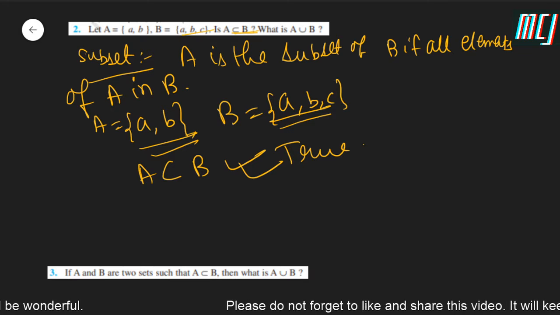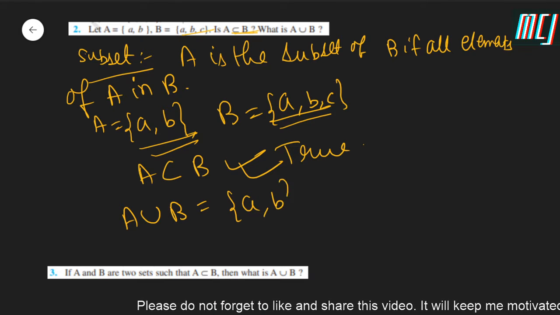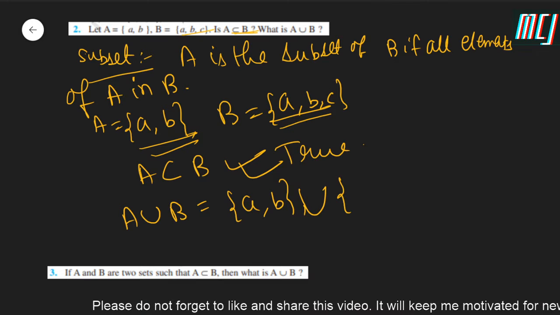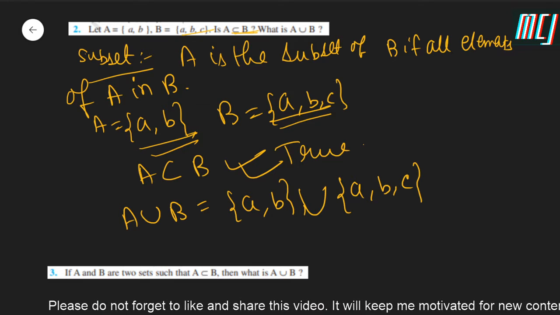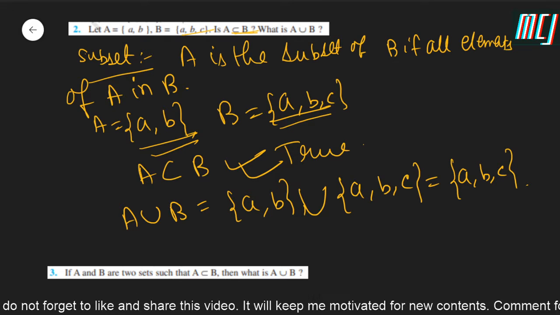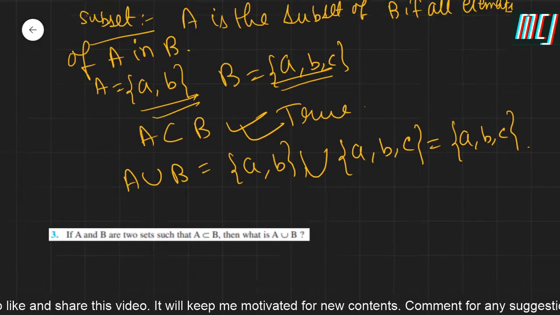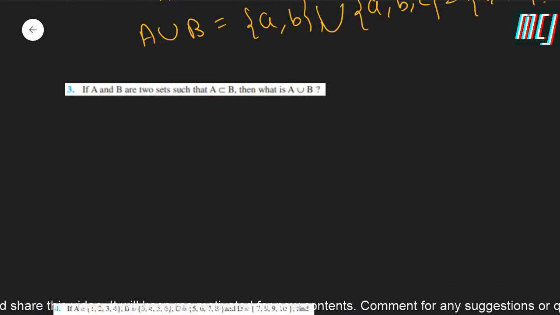Now union, A union B. So A union B is the set {a, b} union the set {a, b, c}. So this is equal to the set {a, b, c}. Clear? Okay. I hope it is clear, because it's also a very simple question. Now we'll move to the third question. First see what the third one is telling.